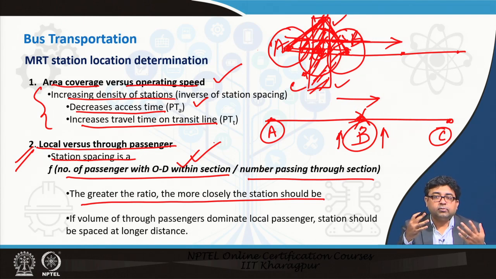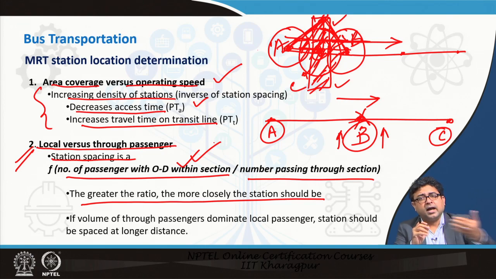If you think in your mind, when does this situation arise? Maybe in a central business district, right. A central business district may have 3 or 4 stations, which is only a section of the entire line, but within that section many people want to board and alight the transit line at each of those 3 or 4 stations. So, there are a lot of local passengers, whereas there are very few through passengers who do not want to get on and off at a CBD.